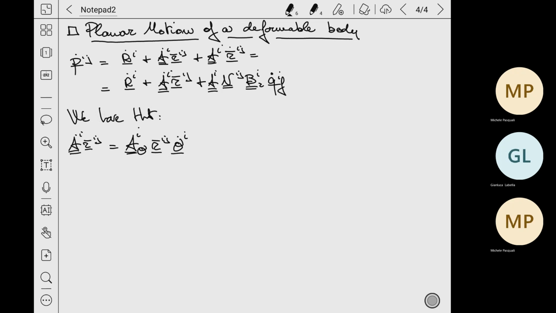I'm just expressing the time derivative, no? Because we know that A only depends on the rotation. And so when I derive A with respect to time, I'm deriving theta with respect to time eventually. All right, so we eventually have that P_ij dot can be rewritten as such.